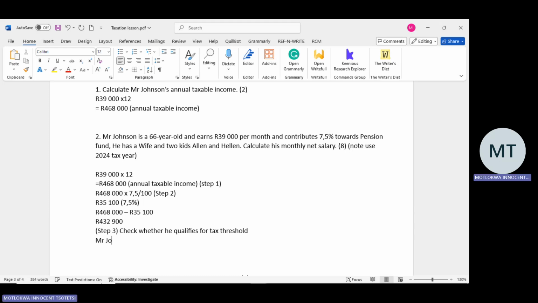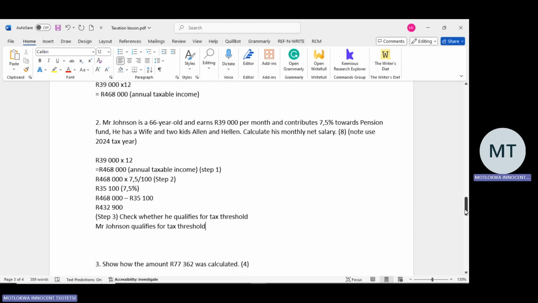So we are going to conclude by saying Mr. Johnson qualifies for tax threshold. I'm writing this for you to see that this person qualifies for tax threshold. We are not deducting anything; we are just checking whether an individual qualifies for tax threshold. Okay, so we are going to step number 4.